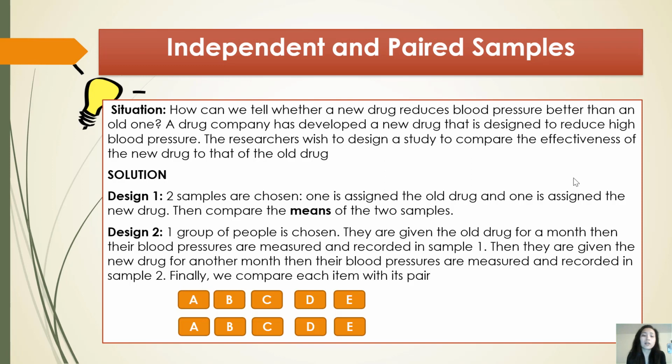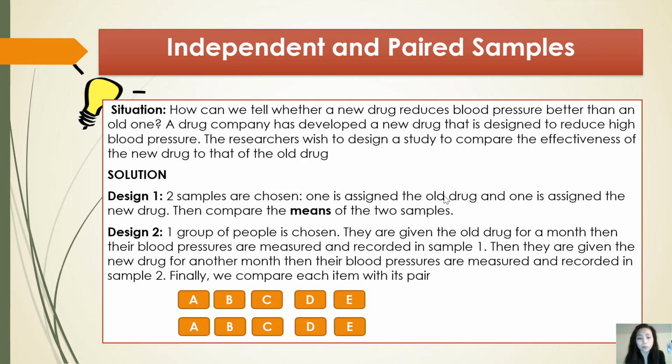So we will end up with two designs. The first design is we will have to collect two samples. When two samples are chosen, one will be assigned the old drug. This is design one. And one is assigned the new drug. And then we compare the means of the two samples. If they are different, that means the drug was effective. Otherwise, it's not effective.